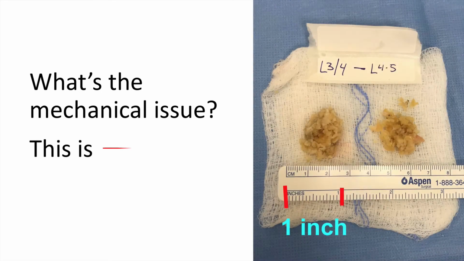What's the mechanical issue? This is, when I put a scope inside of a disc, these are the free-floating fragments. These are just floating around inside the disc. They're not anchored to anything, and it's usually a very sizable amount of material that comes out of these discs with a symptomatic annular tear. So here's the disc material from lumbar 3-4 disc, and here's one from lumbar 4-5. And you can see that it's almost 3/4 of an inch or an inch of just a pile of fragments, and these took no effort to get out. They just put the scope in, as we're going to show here in a couple minutes, and these just pile right on out.